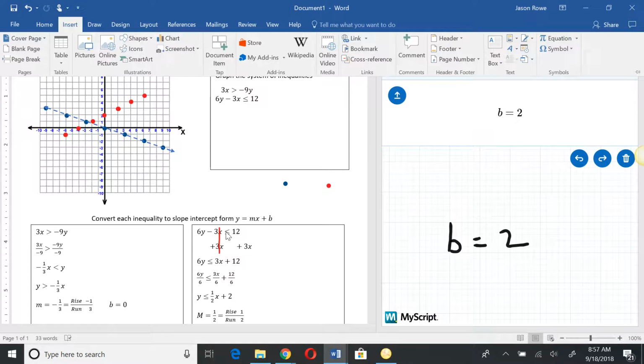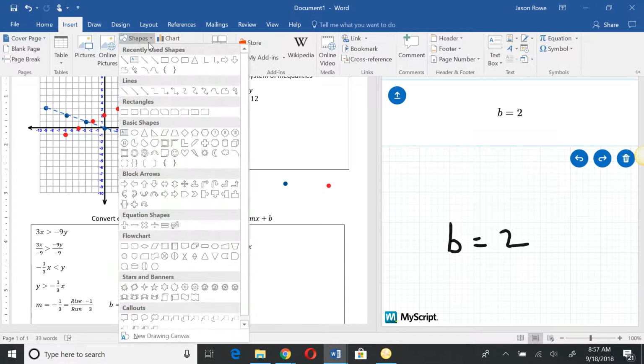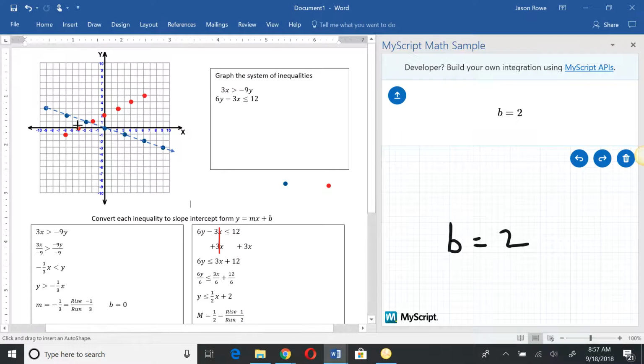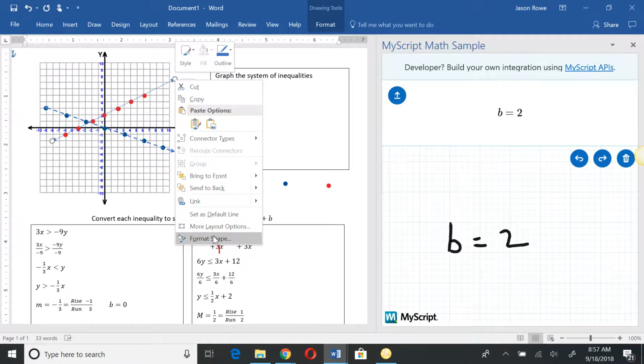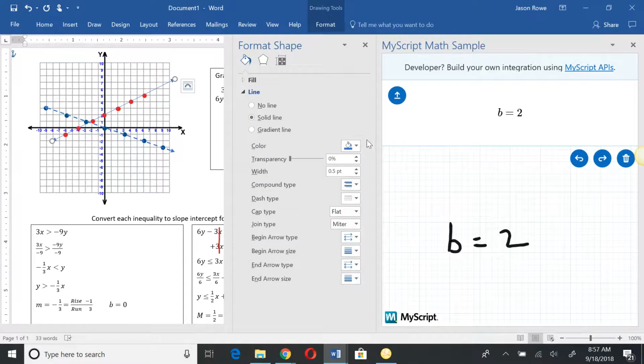time, because it's less than or equal to, this one will be a solid line. So I'm going to insert a line, and I'm going to do a solid line. And again, it's going to come up, and then I'm going to format it to change it. So there it is. Color, this one's going to be red. It's going to be a side of the line. Let's thicken it up a little bit.